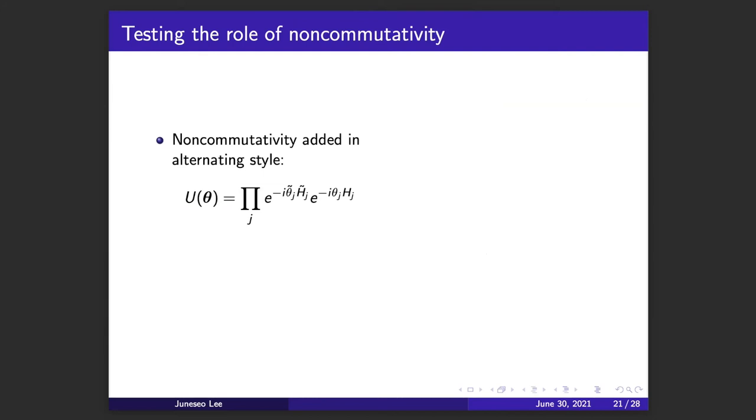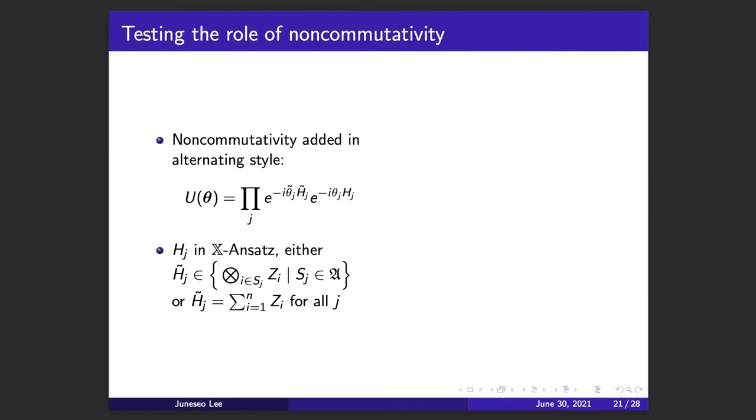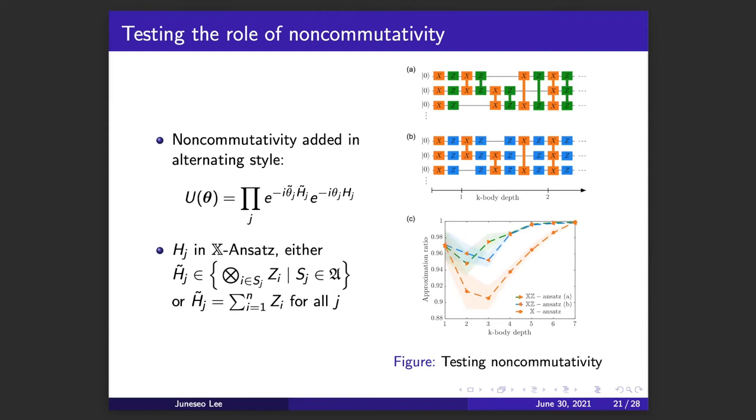And we can test this by doing it in two different ways, namely by either having the non-commutative element repeat the structure of the X ansatz element, except by replacing the Pauli X's with Pauli Z's, or by fixing the non-commutative element as a global Z rotation. And the top two figures here define these two different ansatzes, which we call XZ ansatzes, since they include both Pauli X and Pauli Z operators. And the figure on the bottom shows the approximation ratios for n equals 8 qubits.